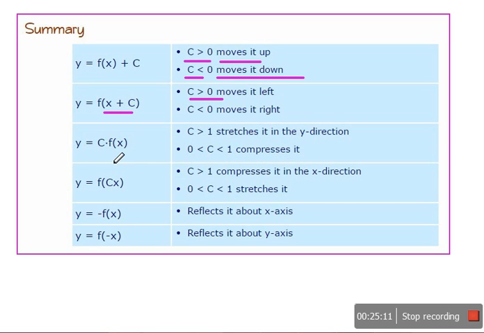Similarly, if you multiply a constant with the whole function and c is greater than 1, it stretches it in the y direction. If c is greater than 0 and less than 1, a decimal number, it compresses, as we already learned. If you multiply a constant with the x value and c is greater than 1, it compresses it in the x direction, and if c is a decimal number, it stretches it. And if you multiply a negative number with the whole function, it reflects it about the x-axis. When you multiply a negative number with the x value, it reflects it about the y-axis.